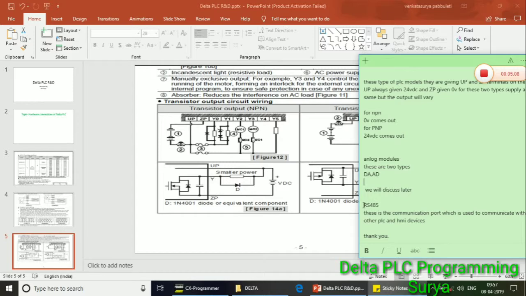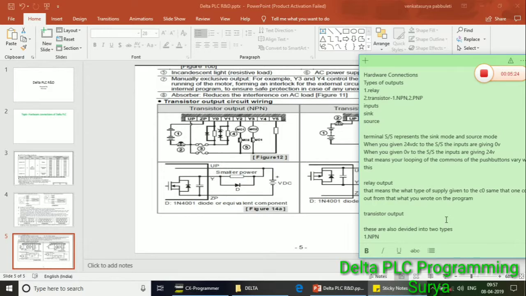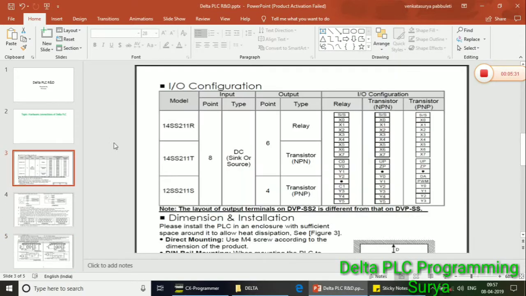Then RS485. RS485 means Recommended Standard 485. These are of three types. We will discuss later what the types of the recommended standards are. The RS485 is used for communication purposes only. Okay, see this, the type of configuration for the three types of PLC models.